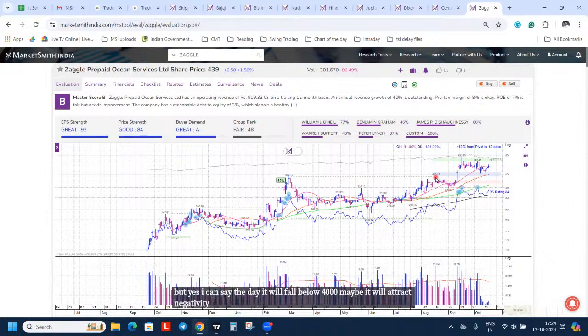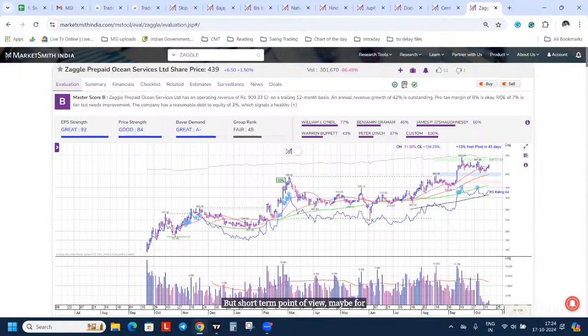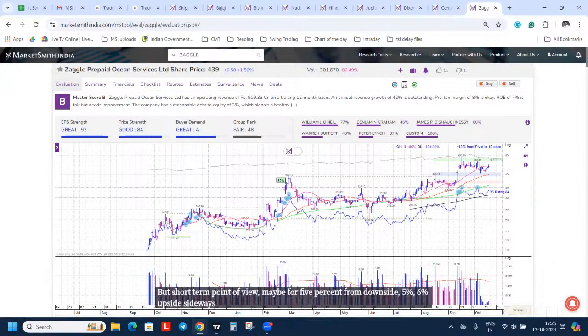Currently it is a broad sideways zone, that is 400 to almost 470. It is trending sideways only. But net to net, the trend is sideways to positive. From a short-term point of view, maybe 5% downside and 5%, 6% upside, a sideways move may happen. I'm not denying that. But overall trend and sentiment is positive in this particular stock. Maybe the trend will change if it falls below 400. So 400 is the key level to watch on the downside.